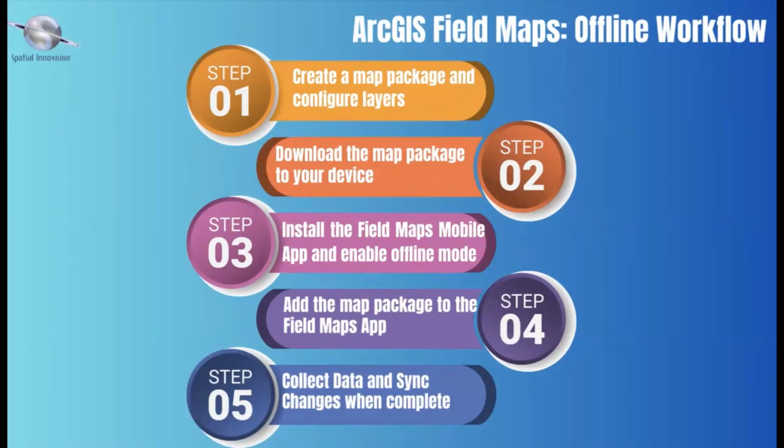Using the Field Maps app, field workers can browse available offline maps and download the specific map areas they require for their fieldwork. With the offline map downloaded, field workers can conduct data collection without an internet connection. Once fieldwork is complete and an internet connection is available, field workers can synchronize the collected data back to the online map, ensuring data integrity and enabling seamless collaboration with the main GIS system.